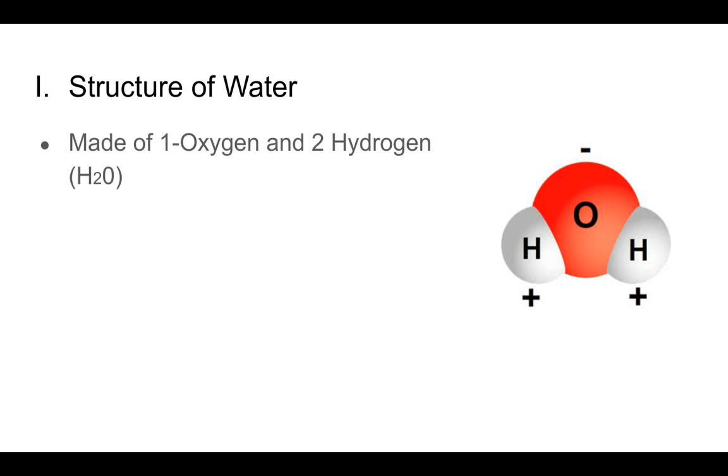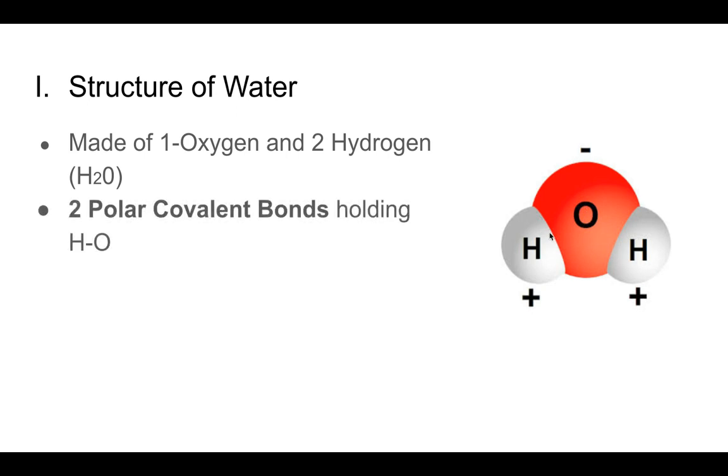So you know that water is H2O, right? It's made of one oxygen atom and two hydrogen atoms bonded together. So here's our oxygen and our two hydrogens. Now, holding the hydrogens to this oxygen are polar covalent bonds. So there are two polar covalent bonds holding a water molecule together.